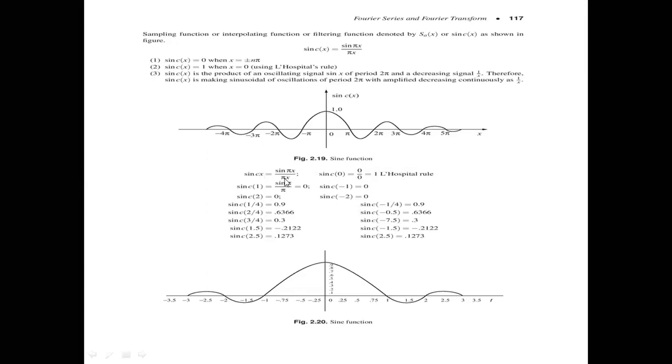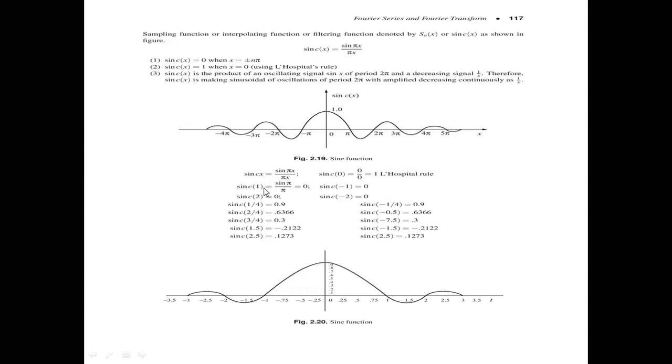Sinc x is equal to sin pi x by pi x. Sinc 0 means x is equal to 0. Sin 0 by 0 is an undefined value. By using the L'Hospital rule, the value is 1, my dear students.